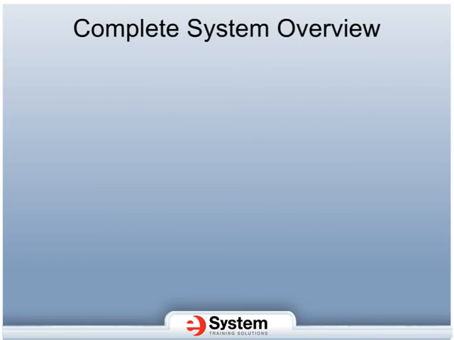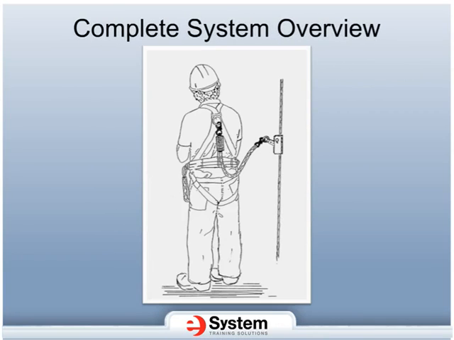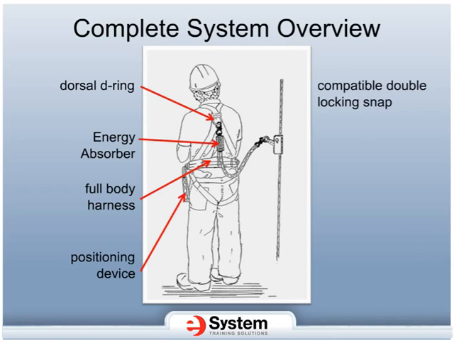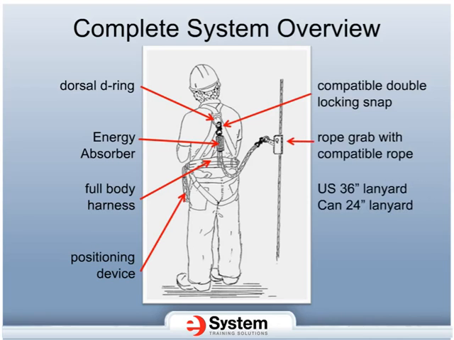Now let's take a minute to review all the individual parts that make up a fall protection system. As the component name appears on the screen, try and identify the piece of equipment. Dorsal D-ring, energy absorber, full body harness, positioning device or belt, double locking snap, rope grab, lanyard, and the leg straps.